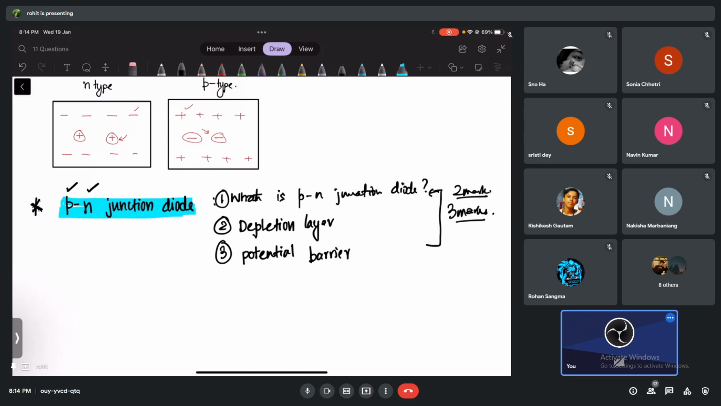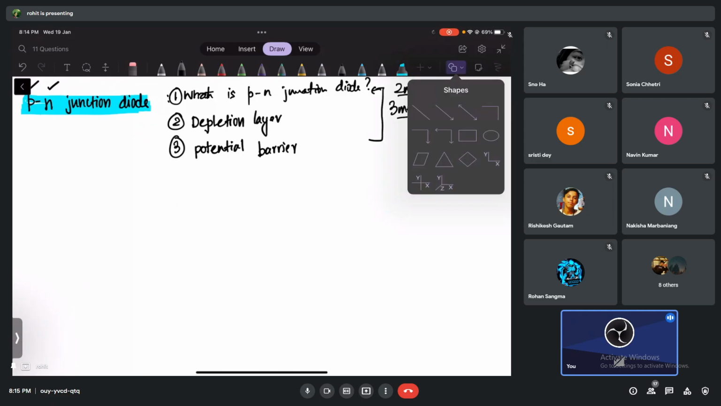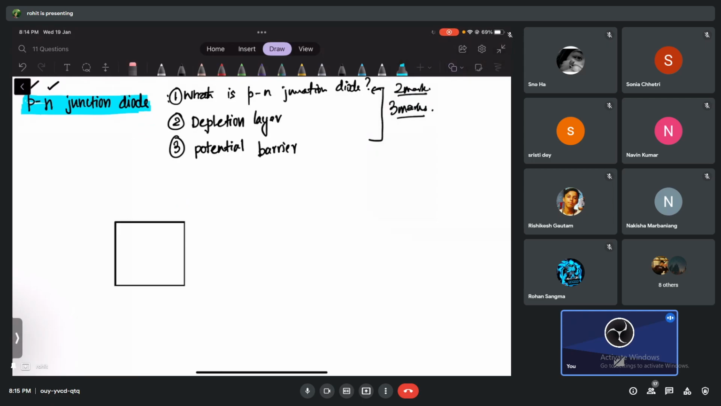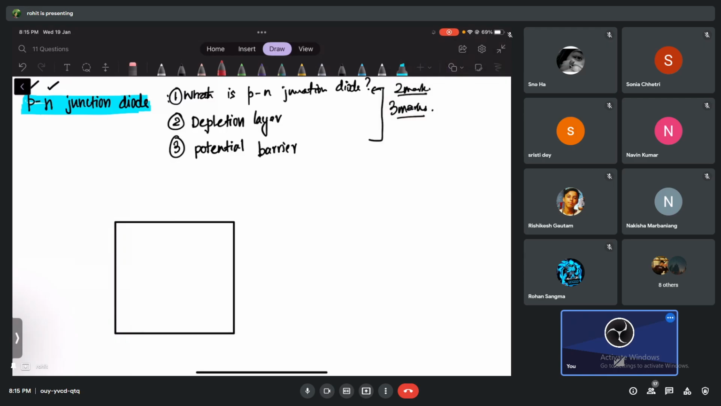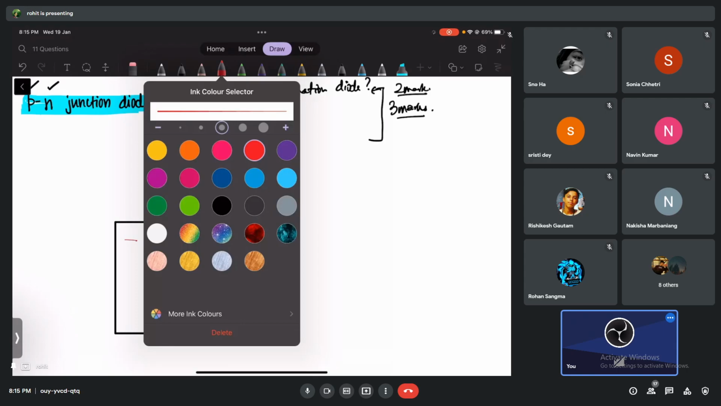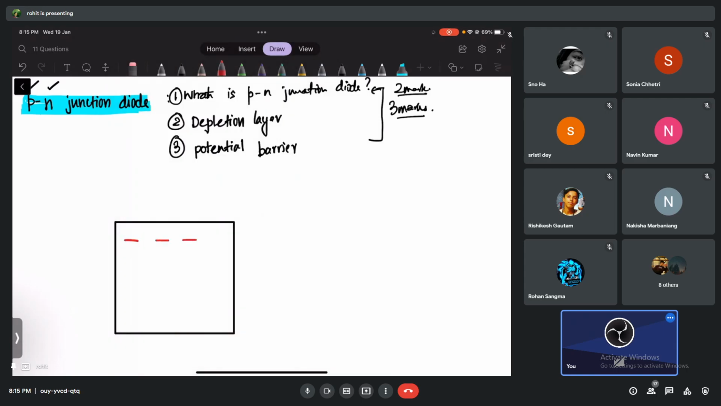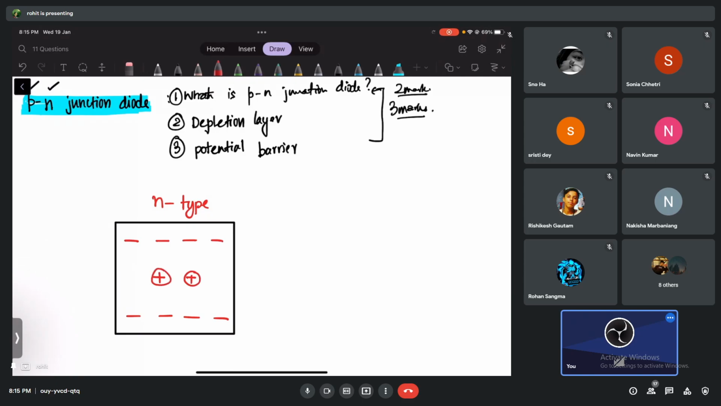I told you how a p-type semiconductor looks like, how an n-type looks like. I'm going to take n-type semiconductor. You can see where I have lots of electrons. Same diagram I'm drawing. Majority charges are electrons on n side. This is n-type semiconductor. It's a solid, and I have some holes also here, right? Minority charges.